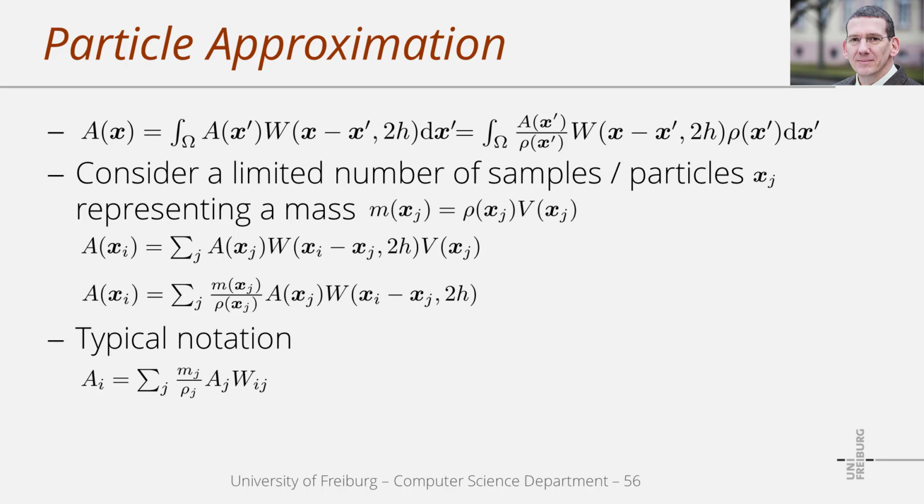And finally, the kernel function is often written in a reduced form as wij, where i and j are the indices of the two considered particles. So once again, here we have an SPH sum that can be used to approximate a quantity A at a position xi from known values Aj at particle positions xj with masses mj and densities ρj. We only consider particles j that are within the kernel support of position xi, and the contribution of particle j is weighted by the kernel function w, whose value depends on the distance between xi and particle j.